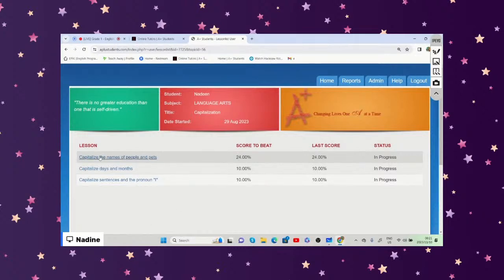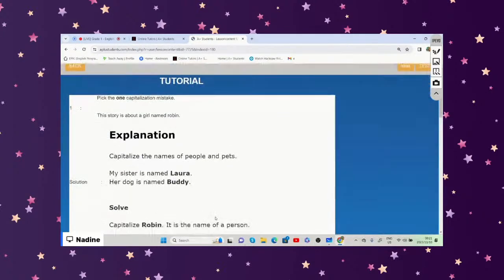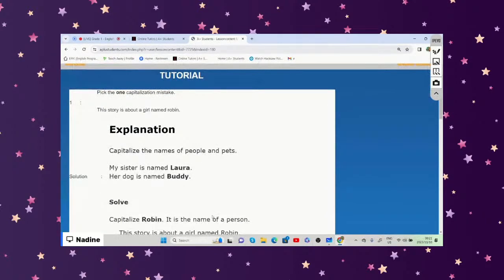All right, so we said we're capitalizing the names of people and pets. So we need to capitalize the names of people and we need to capitalize names of pets. Remember, we don't capitalize words like dog, cat, fish, tortoise, snake, right? The actual name of that pet we capitalize. For example, my sister's name is Laura. Her dog is named Buddy. So as you can see, dog is small letter, but Buddy is capital letters.